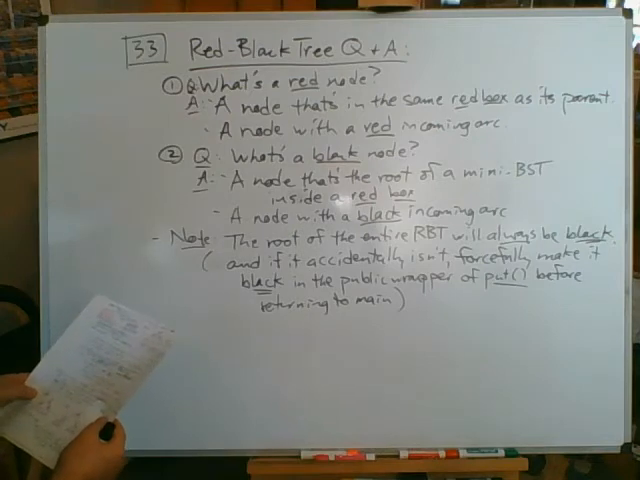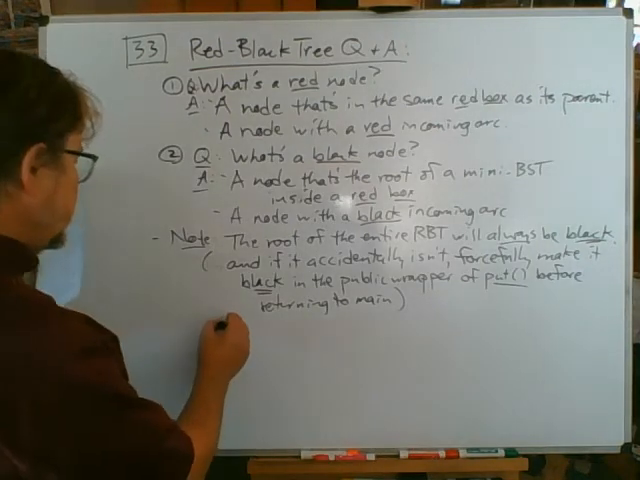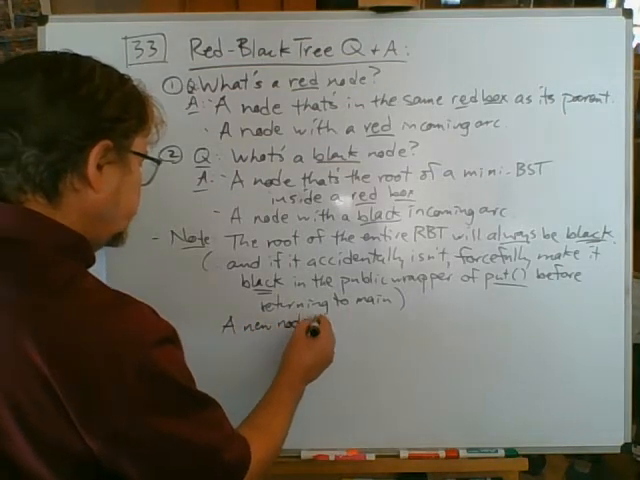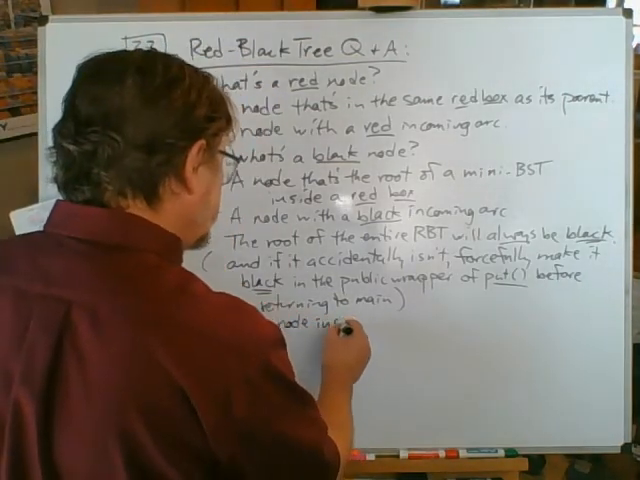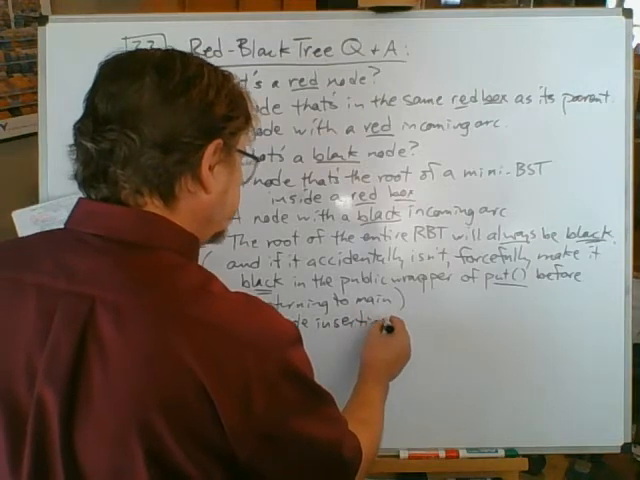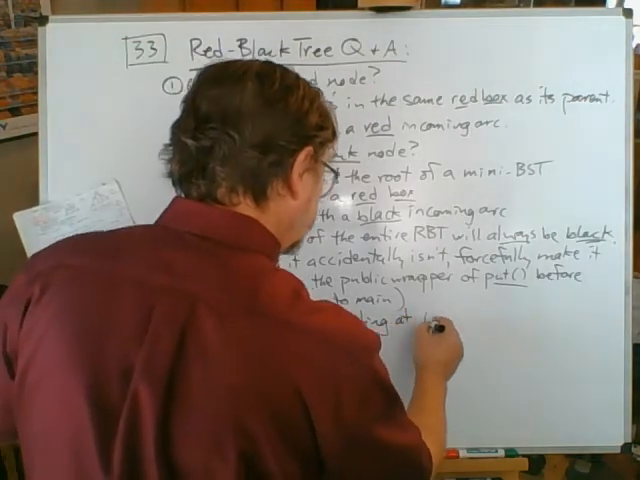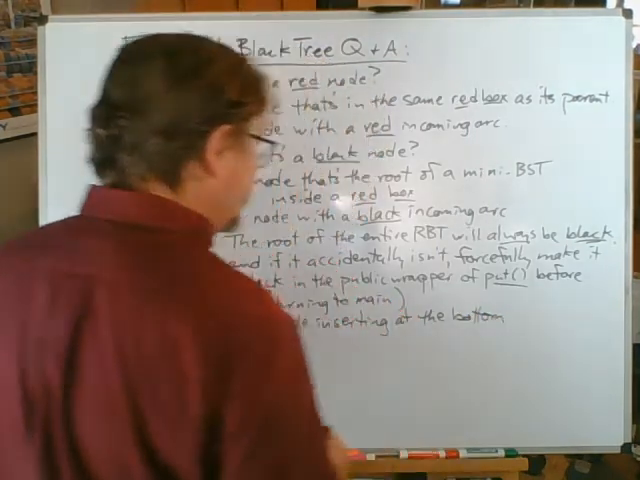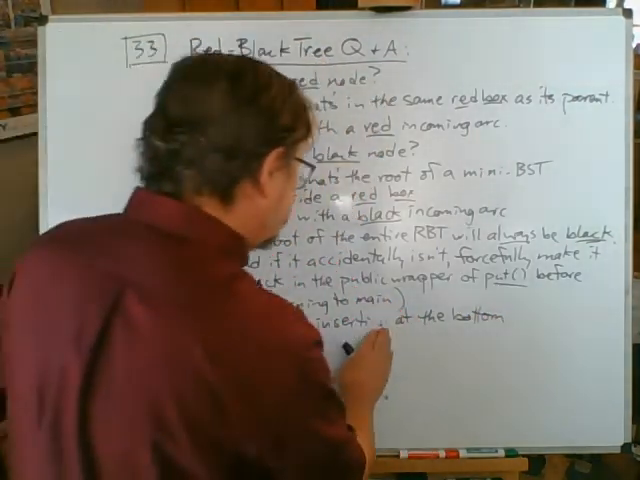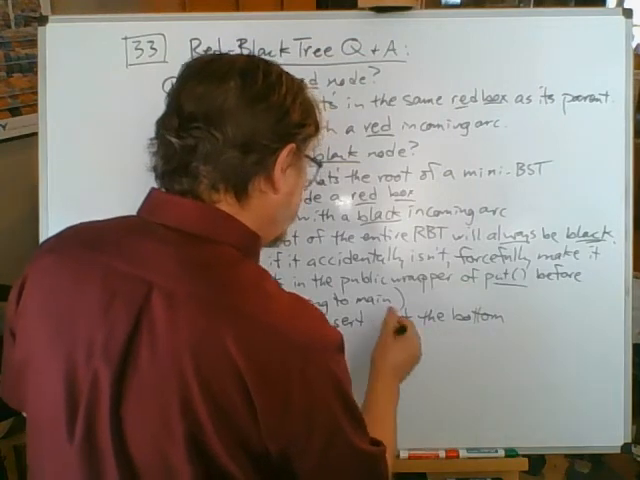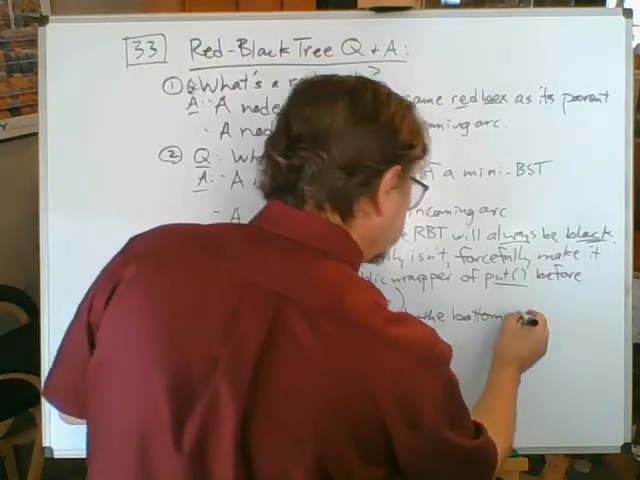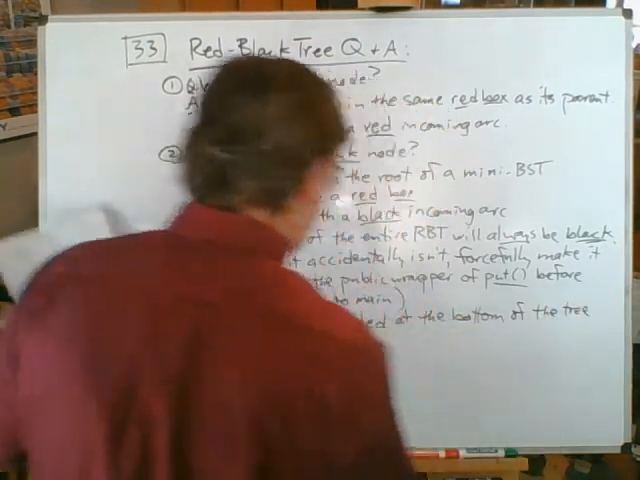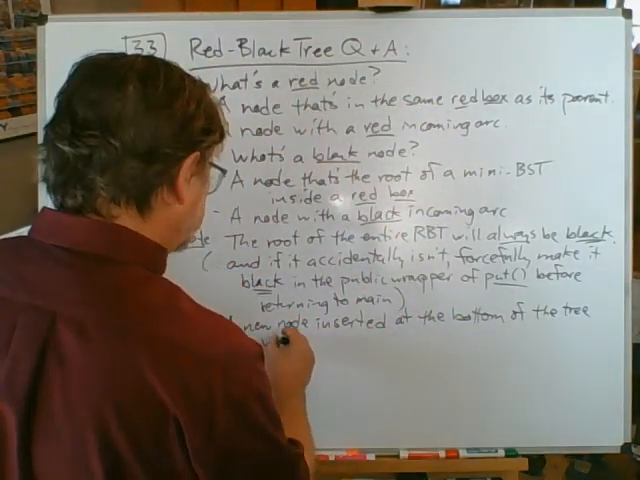Do I need another node here? Oh, yes. A new node inserted at the bottom of the tree. Well, that's the only place it can be inserted, so that's redundant. A new node inserted at the bottom of the tree will always initially be red.